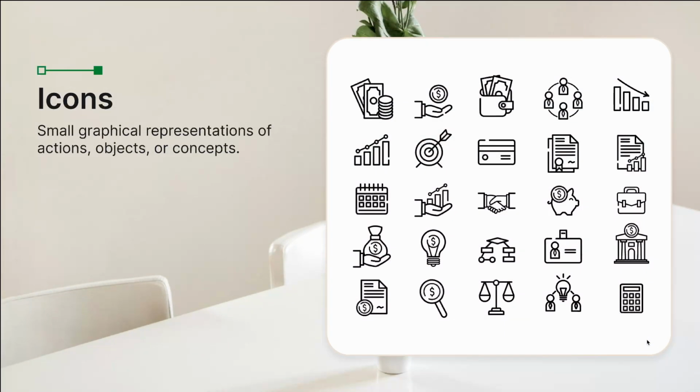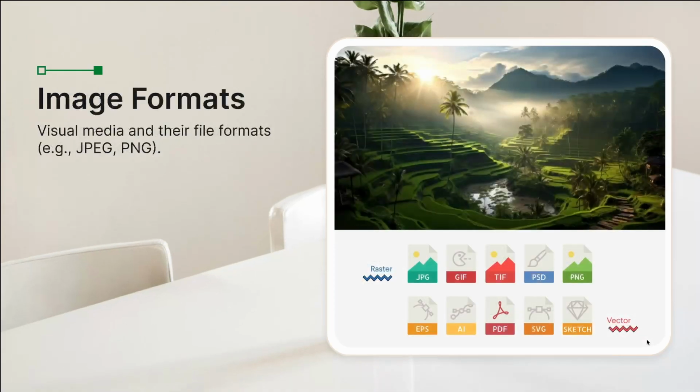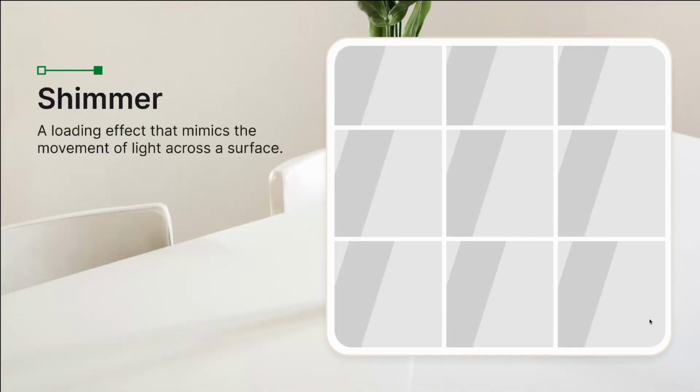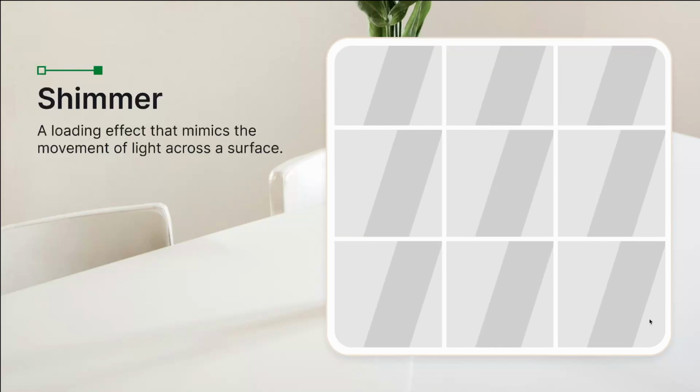Icons, small graphical representation of actions, objects, or concepts. Image formats, visual media and their file formats. Example, JPG, PNG, EPS, PDF, SVG. Shimmer, a loading effect that mimics the movement of light across a surface.